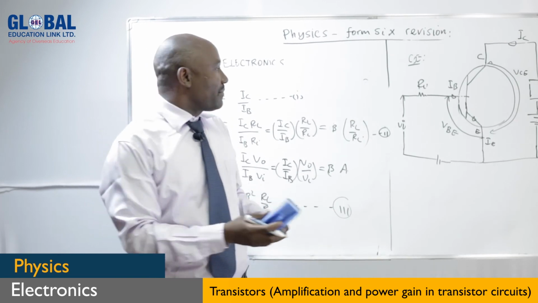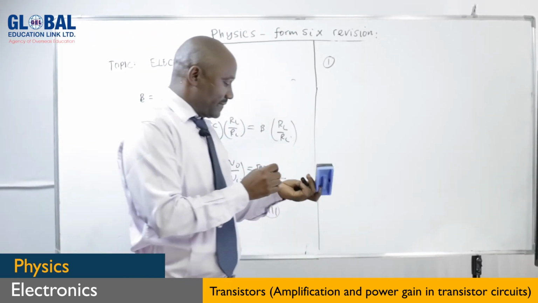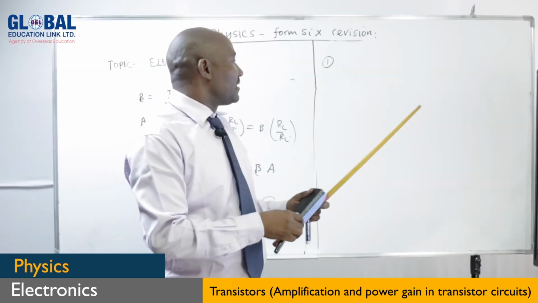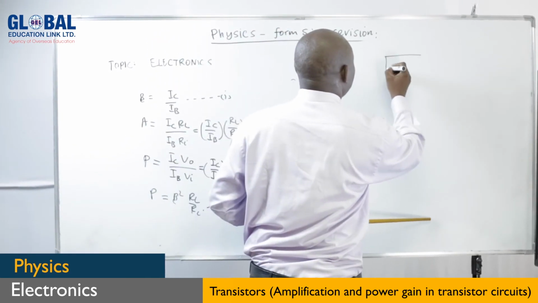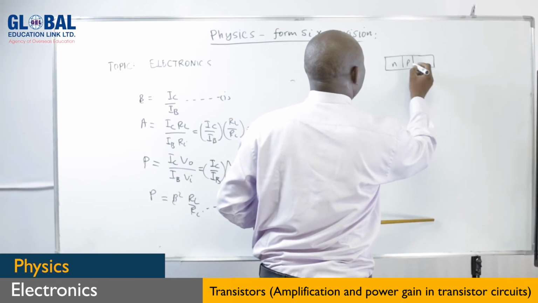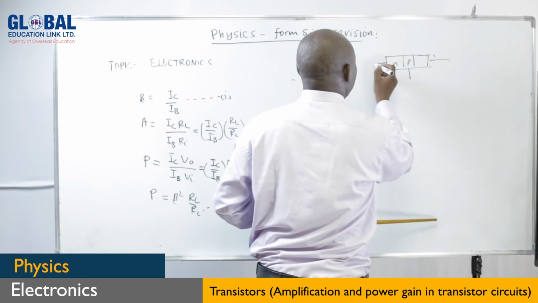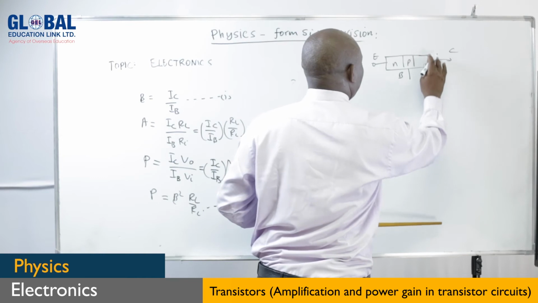Okay, let's see example number 1. The question says, an NPN transistor. If you don't remember, just draw this kind of transistor, NPN, and then it's easy to recall. This is the emitter, this is our base, this is our collector.